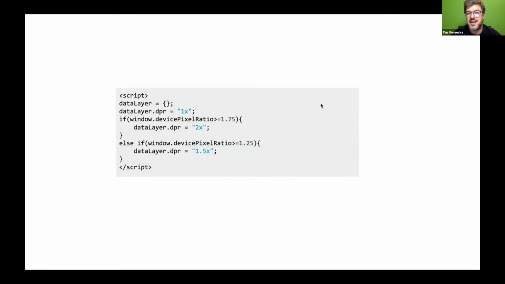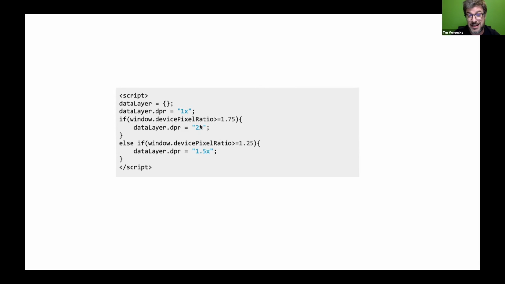Now, in the end, from a performance perspective, I don't care about these 200 different variations. If I have some smaller buckets which tell me the same performance story, then it's better. So what I do here is I have a data layer with some additional variables. By default, I set the DPR to 1x. If the device pixel ratio of the screen is bigger than 1.75, then the browser will switch to 2x. So 1.75, 1.9, 2x, 2.1, 2.5, 2.3, whatever.